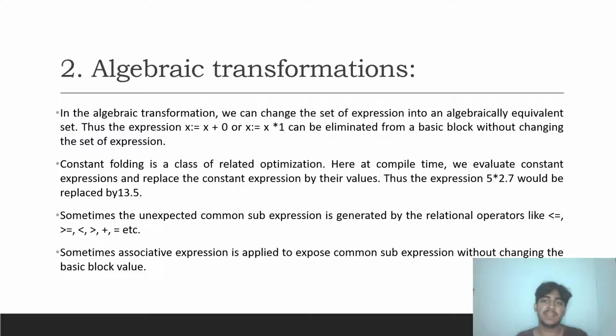So if I give my compiler an expression x equal to 5 into 2.7, the compiler has to evaluate 5 into 2.7 and then it will give me the result. Instead of doing that, I can just write x equal to 13.5, and what this does is make compilation much faster and the code much simpler.